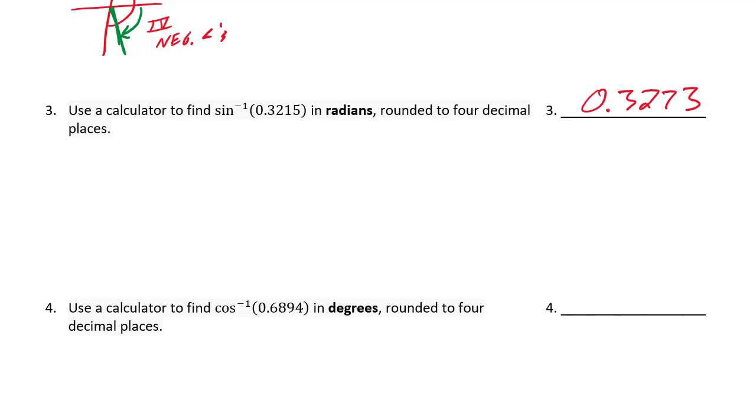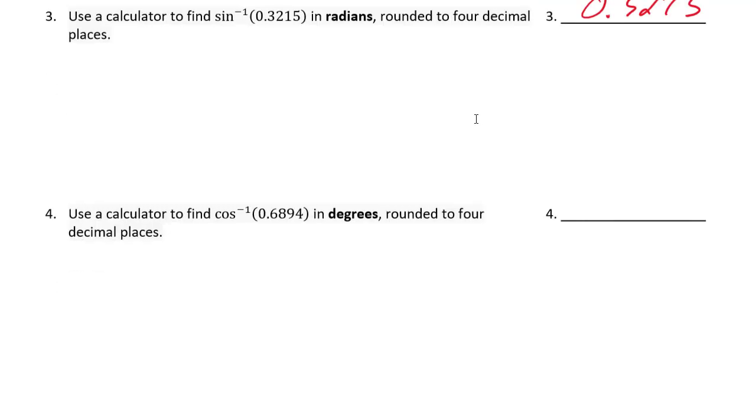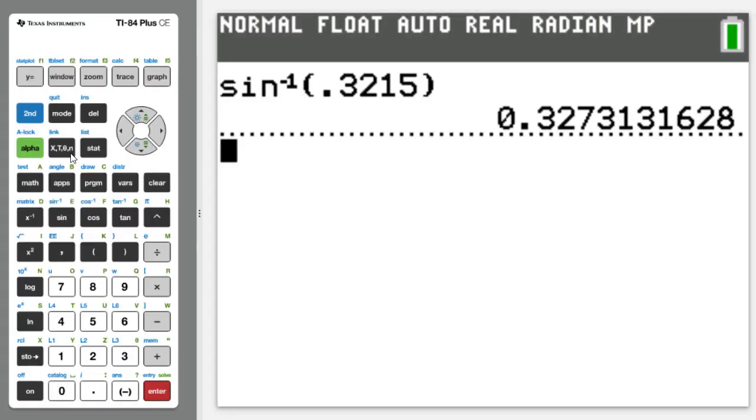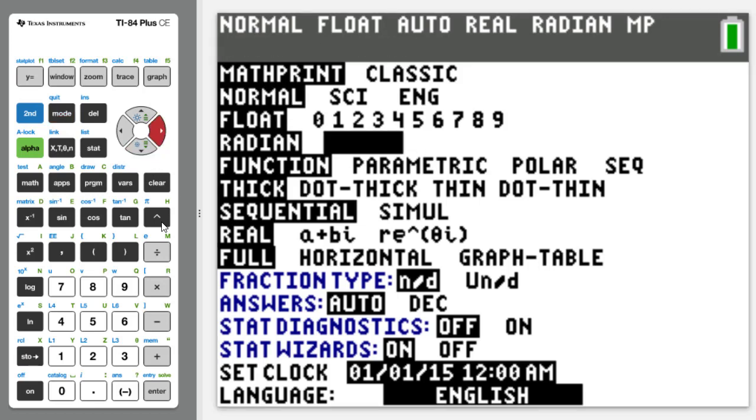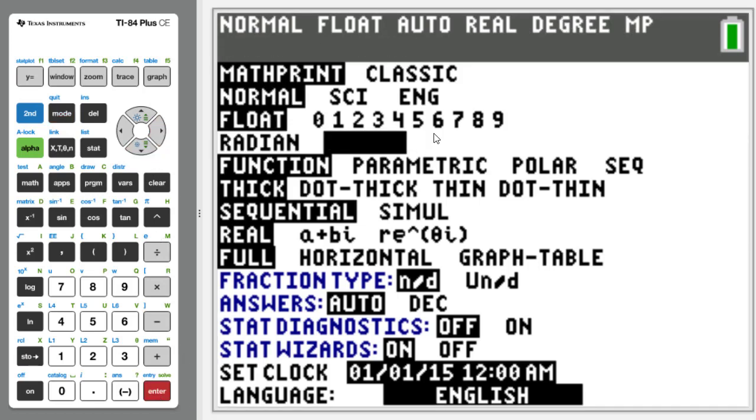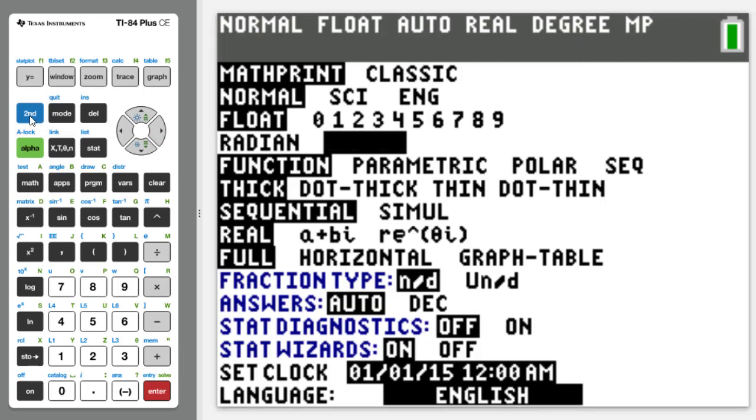If I look at the next one, or just scroll down really quick to do that one, may as well knock out both of these at the same time. This time I want to do the arc cosine of 0.6894. This time in degrees though, so I'll have to go back into my mode, go down to where it's got degree. Just make sure that's highlighted. Notice at the top it did change to now degree.